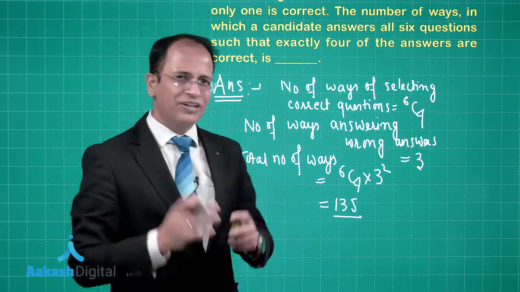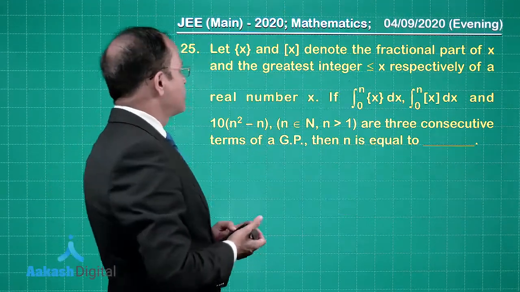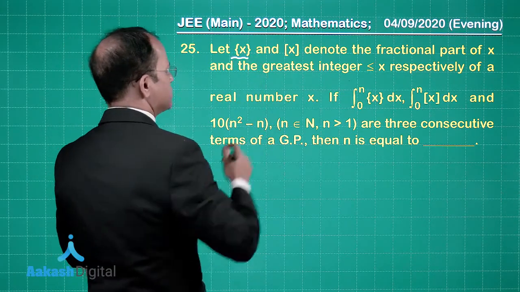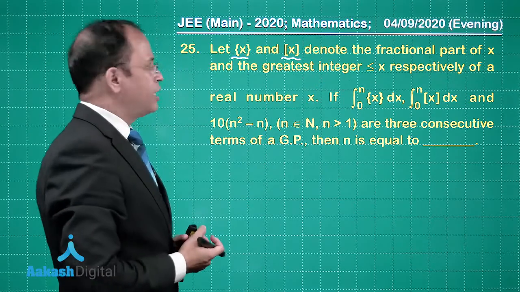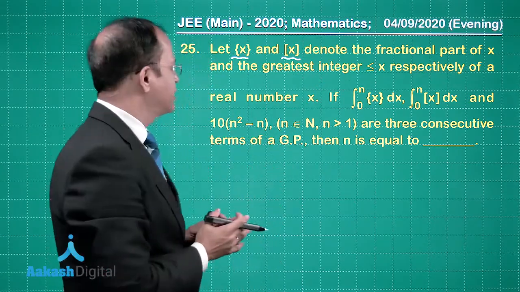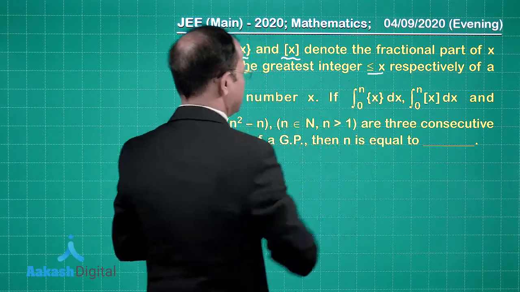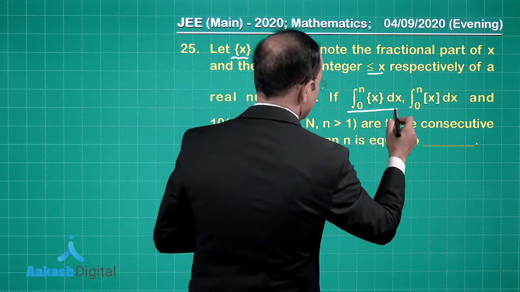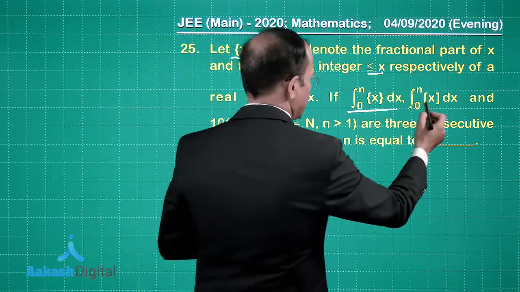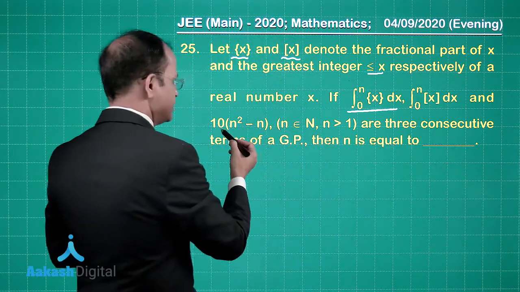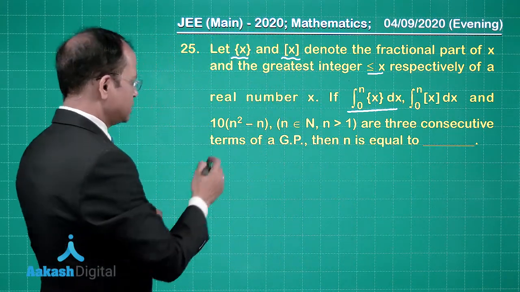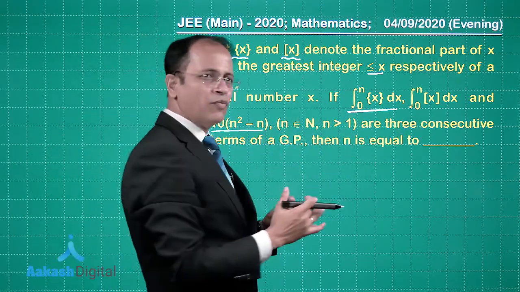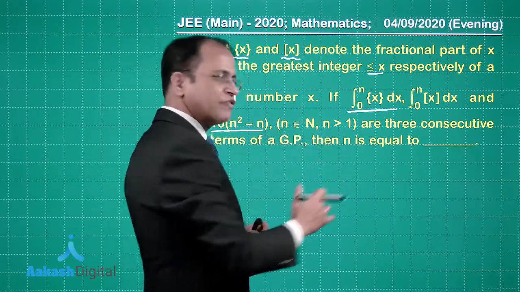Now friends, let's go to the next question. Again, a very interesting one. We have been given the fractional part function and the greatest integer function, which denote the fractional part of x and the greatest integer less than or equal to x respectively of a real number x. If we have the integral from 0 to n of the fractional part function dx, then the integral from 0 to n of the greatest integer dx, and also we have been given that these numbers and 10 into n square minus n, where n belongs to N and n is greater than 1, are 3 consecutive terms of a GP.